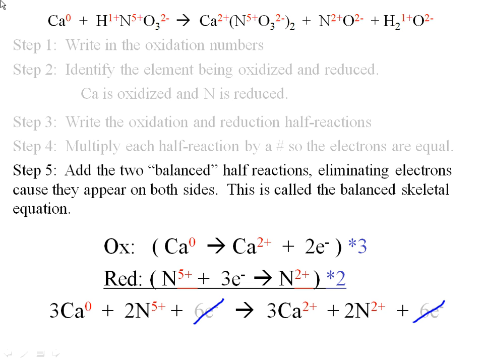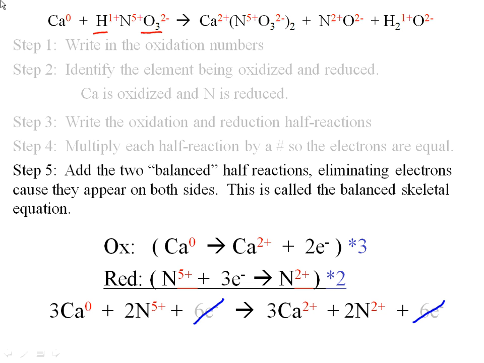Now, you'll notice that there's a bunch of stuff missing from our redox reaction. You'll see up top that we didn't include hydrogen and we didn't include oxygen in our net skeletal reaction. That's why it has the word skeletal. We only concerned ourselves with the substances that actually underwent reduction and oxidation.